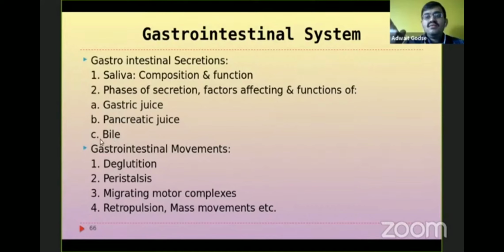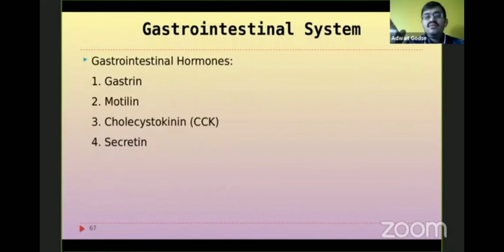Bile has definitely come. Various movements that can occur: deglutition, a very favorite short answer question; peristalsis, another very favorite short answer question; migrating motor complex, a very favorite topic for MCQs; retropulsion, mass movements, haustrations. These are various other movements which can be seen in the gastrointestinal tract.